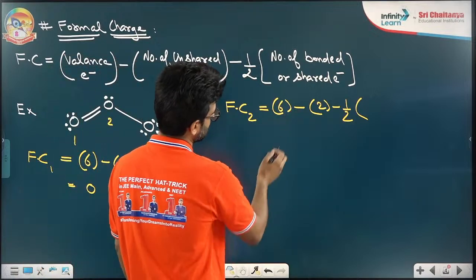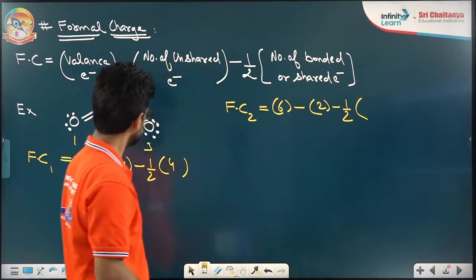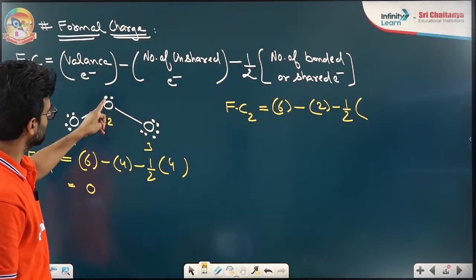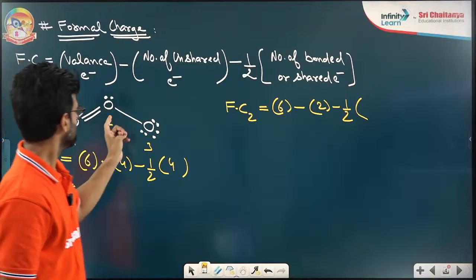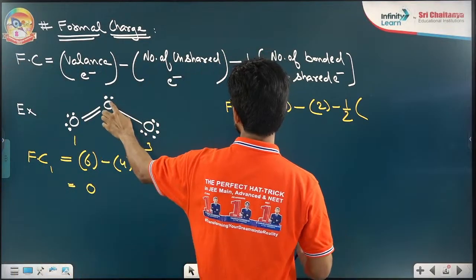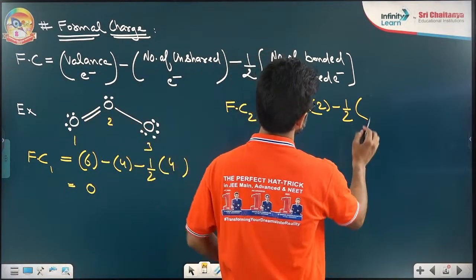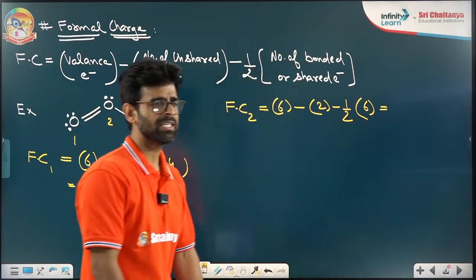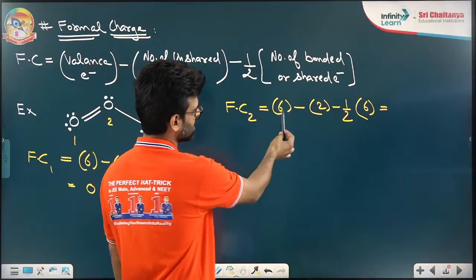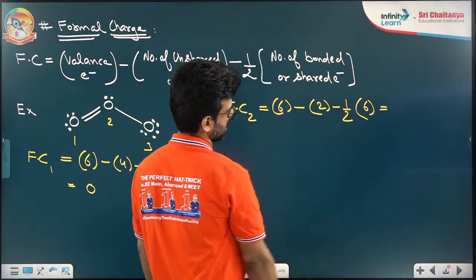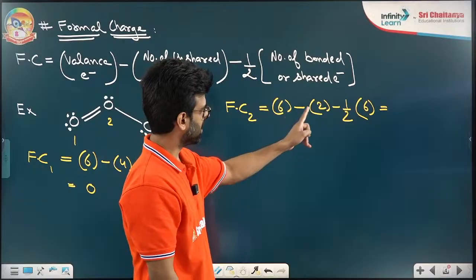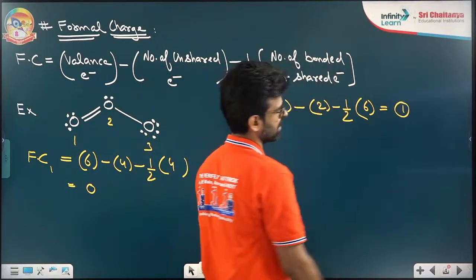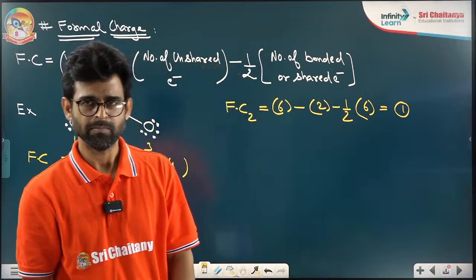Now come to this one. Here we have 6 valence electrons minus how many? 2 unshared, right? Here we have 2 unshared, clear? And now the next one has 3 bonds. 1, 2, 3. 3 bonds are there. So 3 bonds means how many? 6 shared, right? So what's coming here? 6 minus 2, and here 3. So 6 minus 2 here, and 3 here. So what's coming? It's coming 1, right?